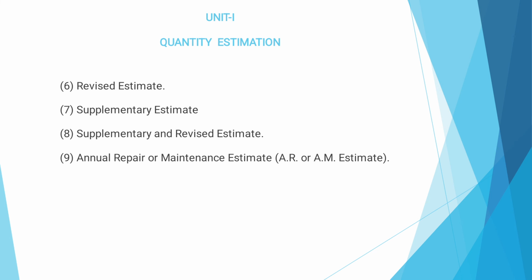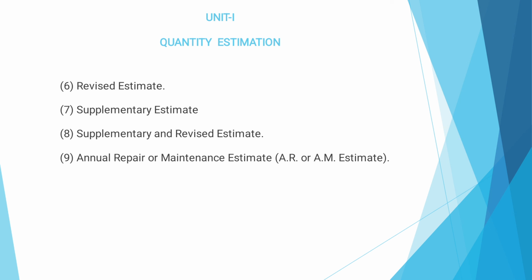The next one is supplementary and revised estimate. When a work is partially done and the estimated cost of the remaining work is less than 95% of the original sanctioned estimate, or when there are material deviations and changes in the design which may cause substantial saving in the estimate, then the amount of the original estimate is revised by the competent authority. A supplementary and revised estimate is then prepared and fresh technical sanction of the competent authority is obtained.